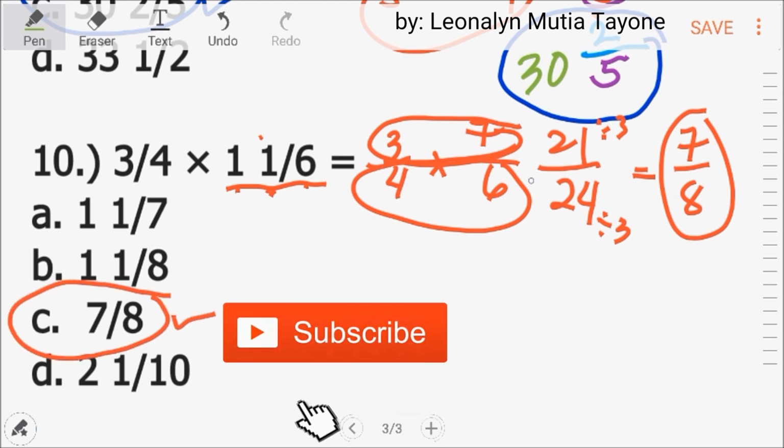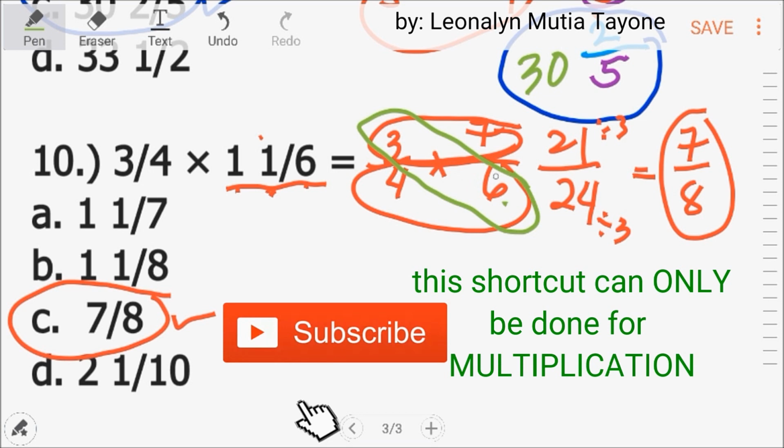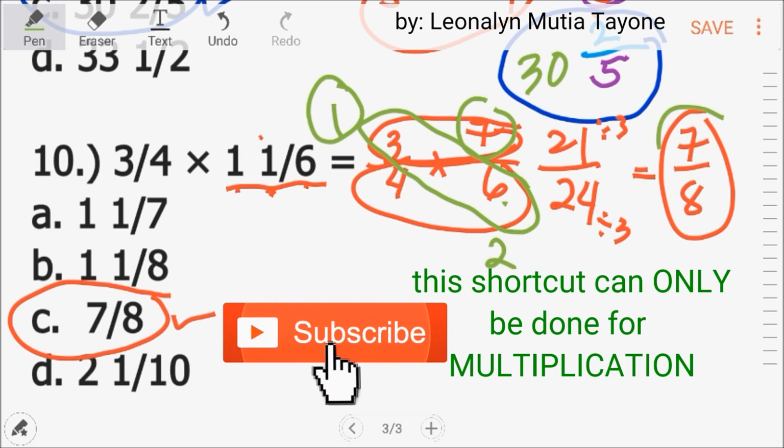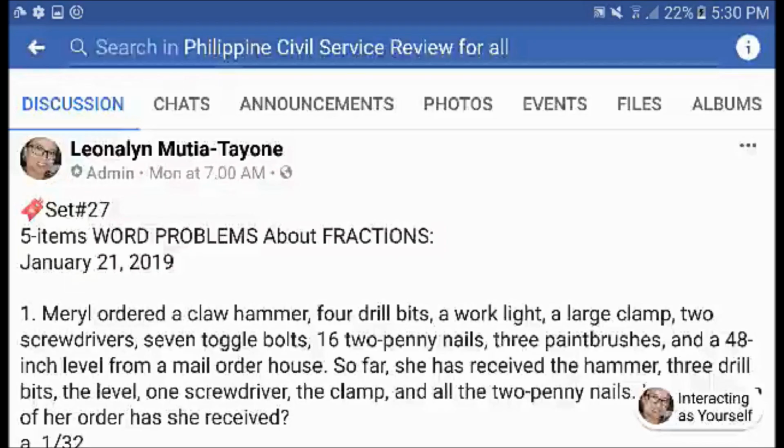Now, let's do the shortcut. Can you pair these? So 3 over 6. The greatest common factor is 3. 3 divided by 3 equals 1. 6 divided by 3 equals 2. So what you multiply is just this. 1 times 7 equals 7. 4 times 2 equals 8. So 7 over 8.